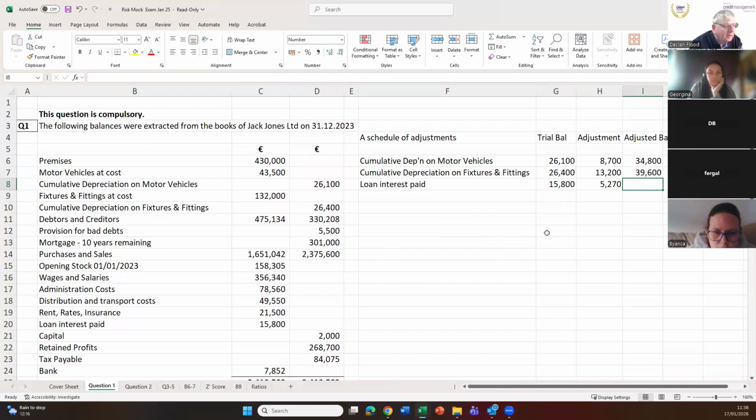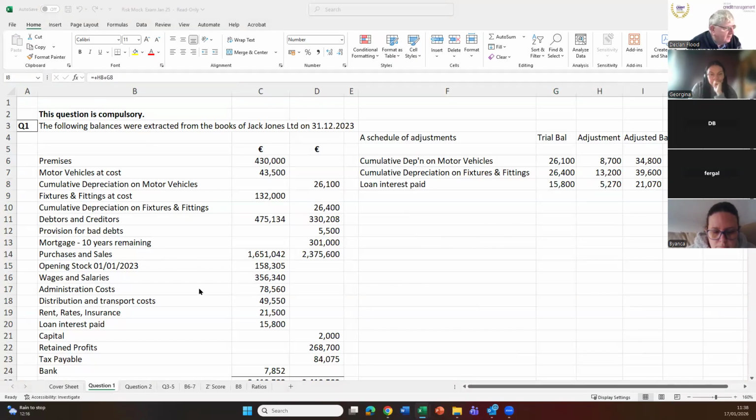So again, the loan interest for this year is the 15,800 that's in the trial balance plus the adjustment of the 5270. So now my loan interest paid for the year is 21,070. That's the charge that relates to that.